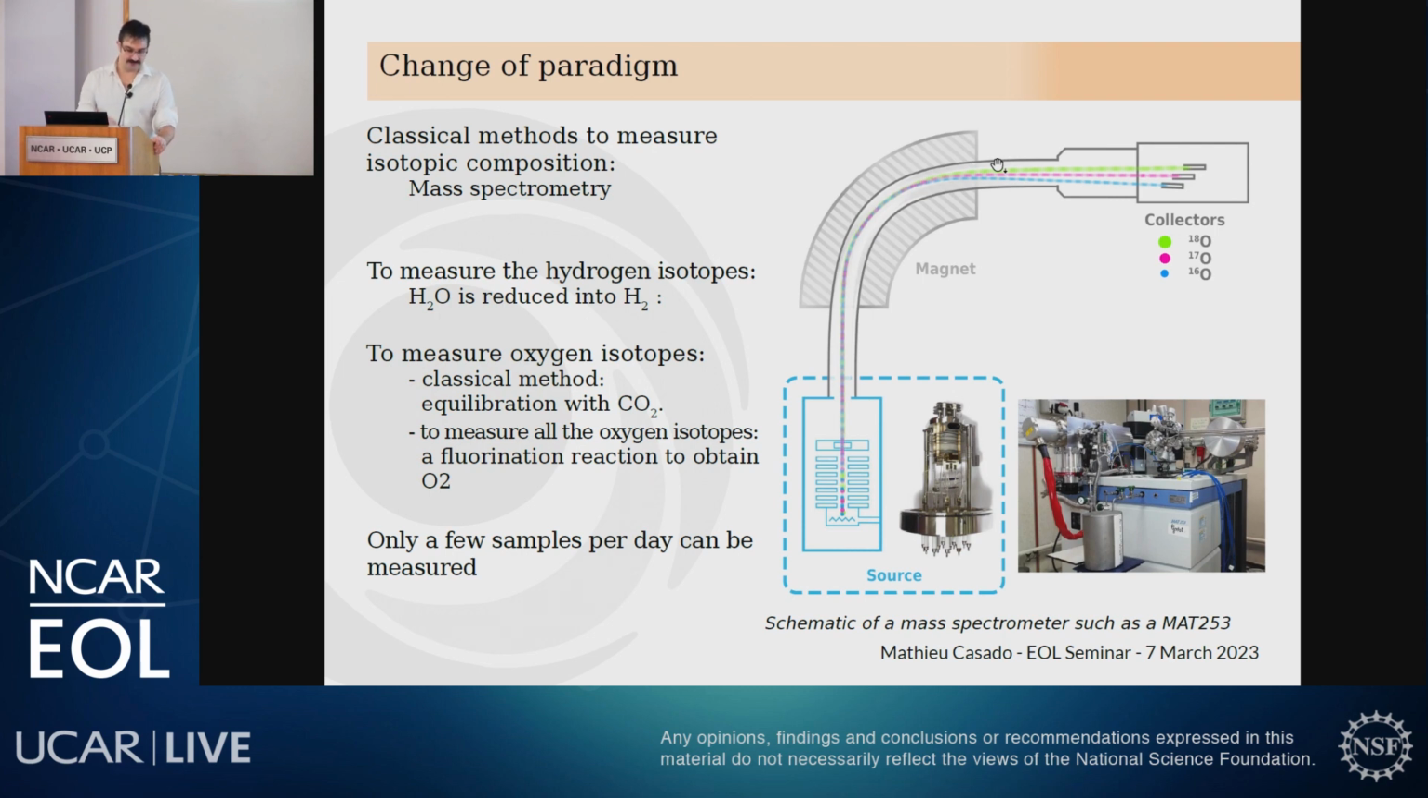Traditionally, and this is why my lab was measuring water isotopes, for hydrogen we reduce water into H2, and we use uranium to do that. This is why this lab was doing it specifically. To measure oxygen isotopes, the classical method is equilibration with CO2, but you can't measure O17 this way because then the C13 has the exact same mass. If you want to measure all the oxygen isotopes, you have to do a fluorination reaction to obtain O2. All of those are relatively expensive and very time consuming, so you can only do a few samples per day because of those chemical transfers that need to happen.